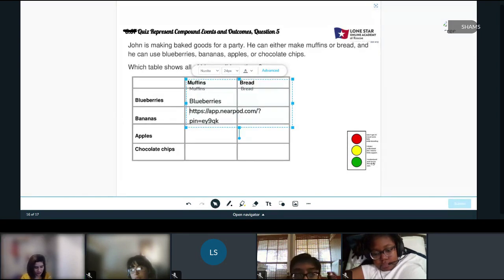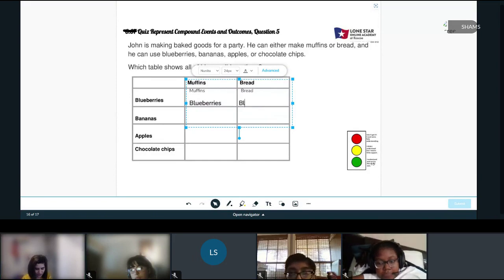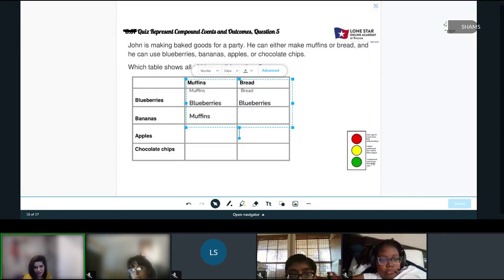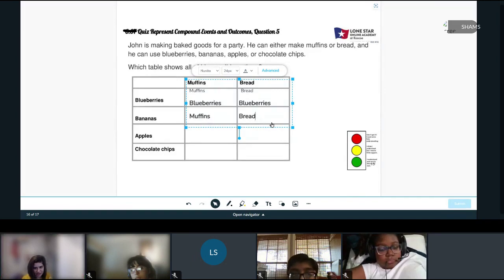Wow, it won't even copy. So we have to type it out. These are suggestions we might want to give to Nearpod people. Then over here, again, top one, muffins. And this time the other option is bananas, right? And we will put muffins on bread. And the other option is going to be bananas.